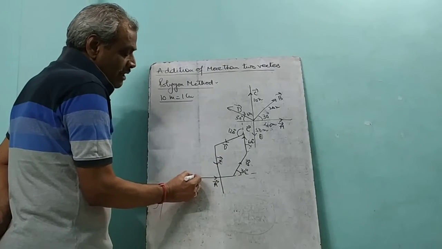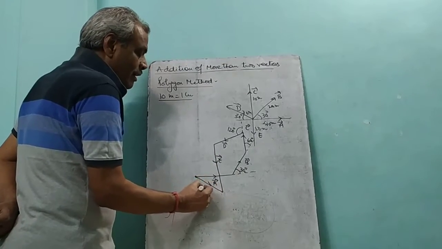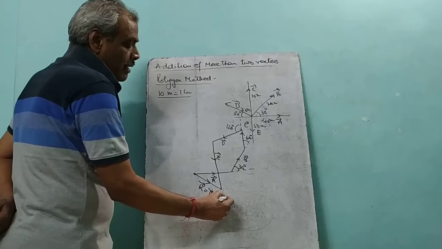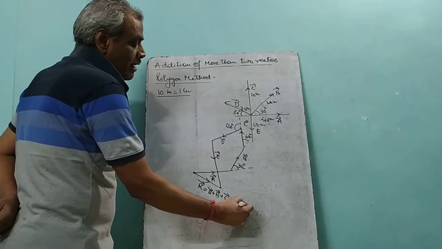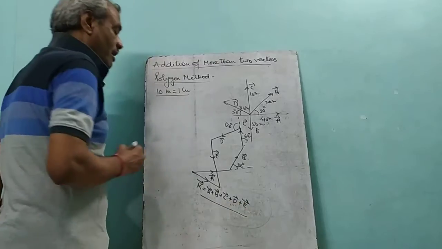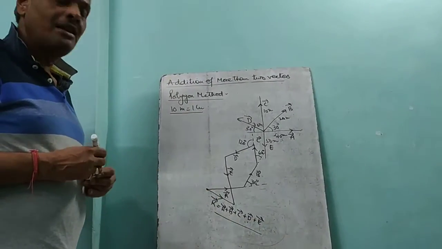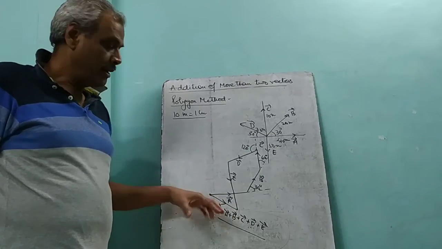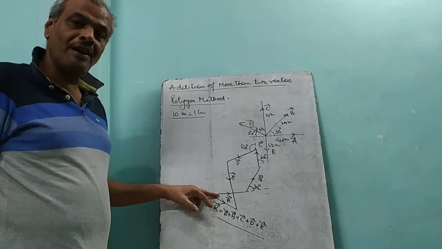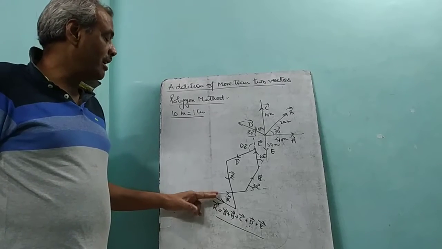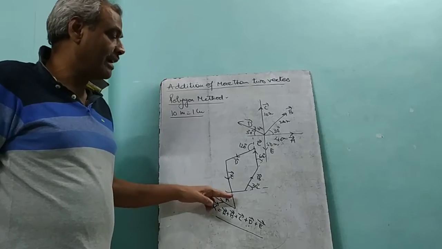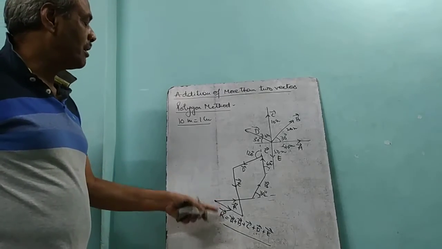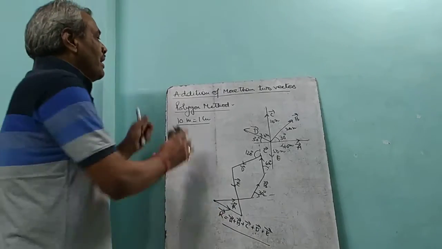Now what was the initial point? Here. What is the final point? Here. So this is R equals A plus B plus C plus D plus E. This vector represents the resultant. Now measure this length. Suppose it is 3 centimeter. Measure this angle. Suppose it is 35 degree. So we will say 30 meter making an angle 35 degree with the direction of E. Got it?